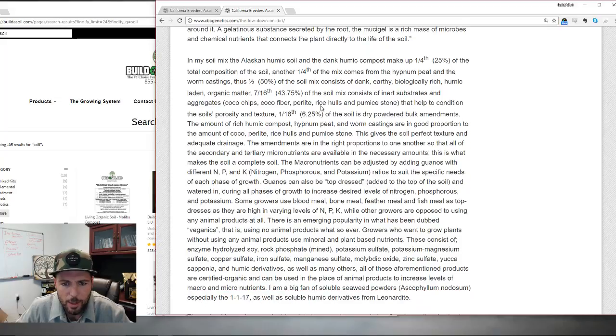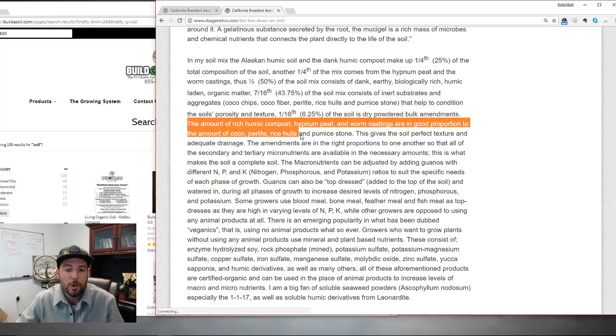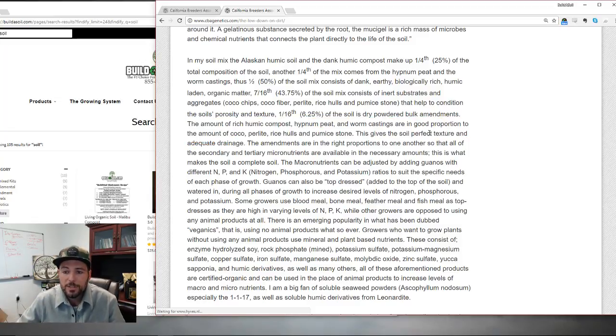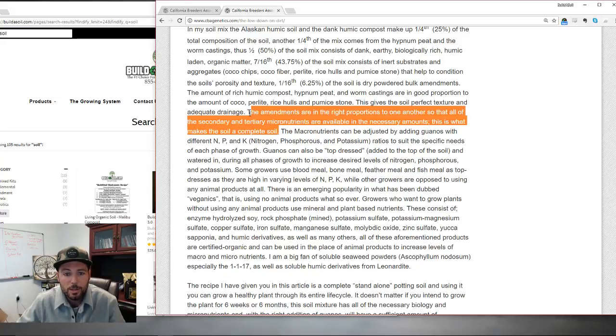So let's keep going. He talks about the math. You can kind of read that. The amount of rich humic compost, peat, and worm castings are in good proportion to the amount of cocoa, perlite, rice hulls, and pumice. This gives the soil the perfect texture and adequate drainage. The amendments are in the right proportions to one another so that all the secondary and tertiary micronutrients are available in necessary amounts. This is what makes the soil a complete soil. I will say, take it a step further. If you're making a lot of soil, send it to the lab. Send it to BuildASoil.